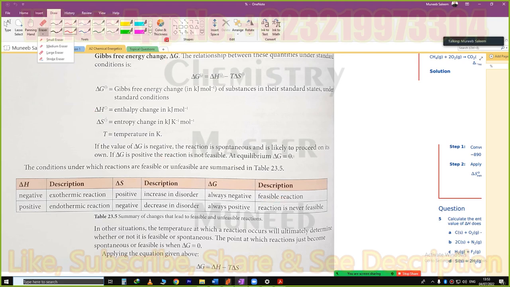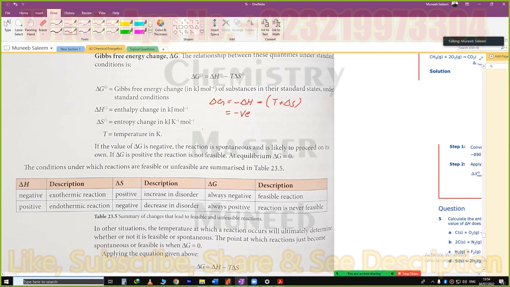So what they have said, if you include delta G equal to delta H minus T delta S, with a negative value for delta H and a positive value for delta S, then you will get a negative value, and this negative value means that delta G is negative, so this reaction is spontaneous. So this is one case.